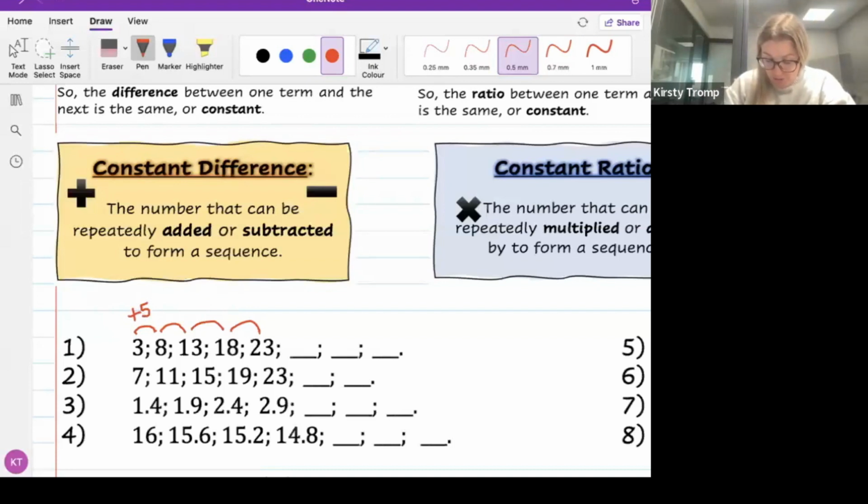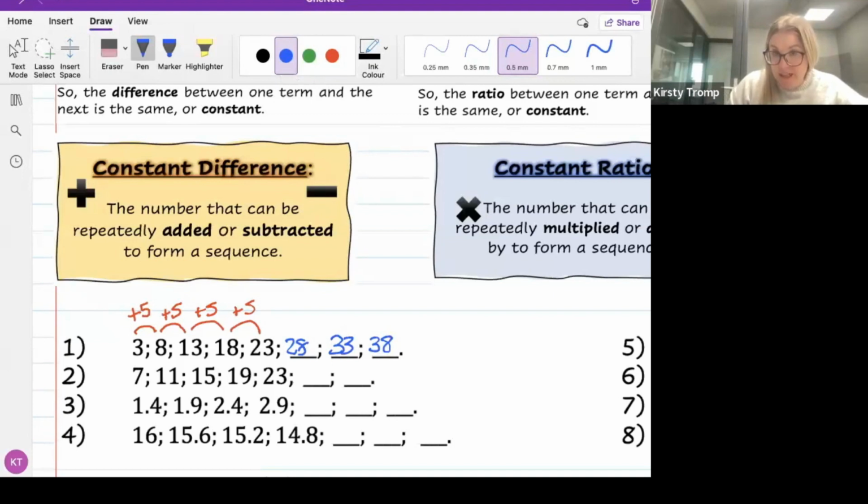All right. So if I have a look, 3 plus 5 gives me 8. 8 plus 5 will give me 13. So far, I'm all good. I've got a constant difference. 13 plus 5 gives me 18. Fantastic. And 18 plus 5 gives me 23. So if I complete this, I see that I've got a constant difference here. So 23 plus 5 will give me 28. 28 plus 5 will give me 33. And 33 plus 5 gives me 38.